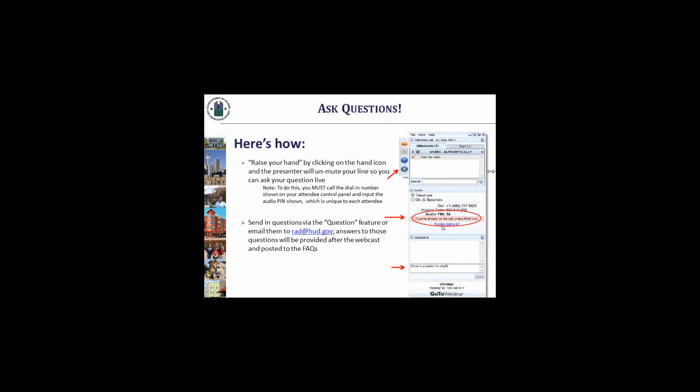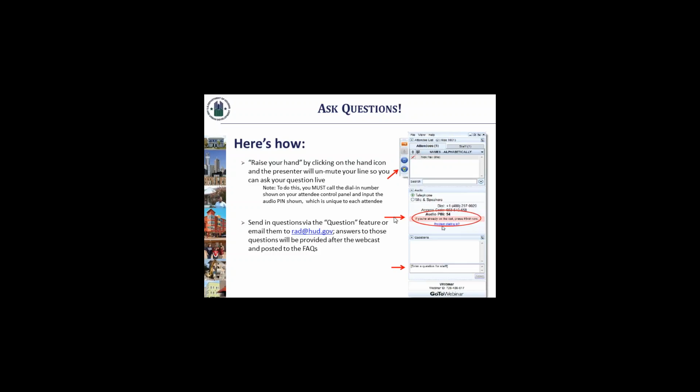Question on ownership or control. Can a new development site be on land leased from a for-profit? Yeah, you can. The land can be leased from a for-profit. It's still about who owns and controls the property itself. The leasing can be separate from that.